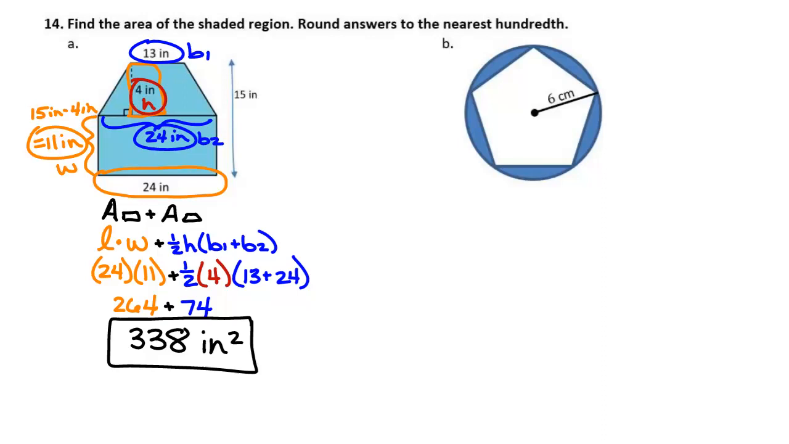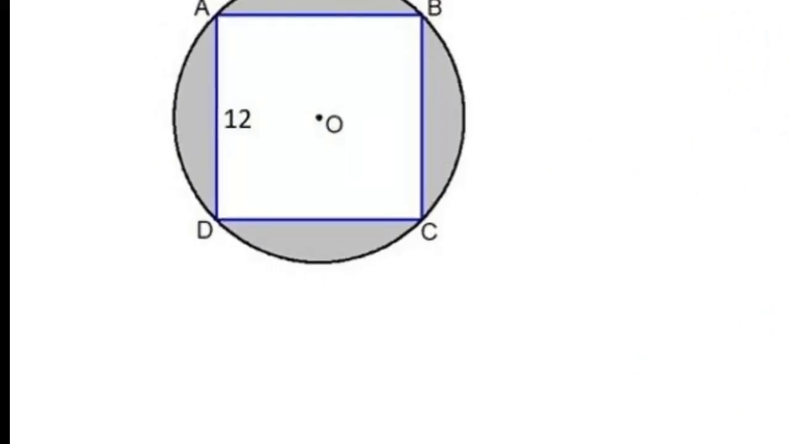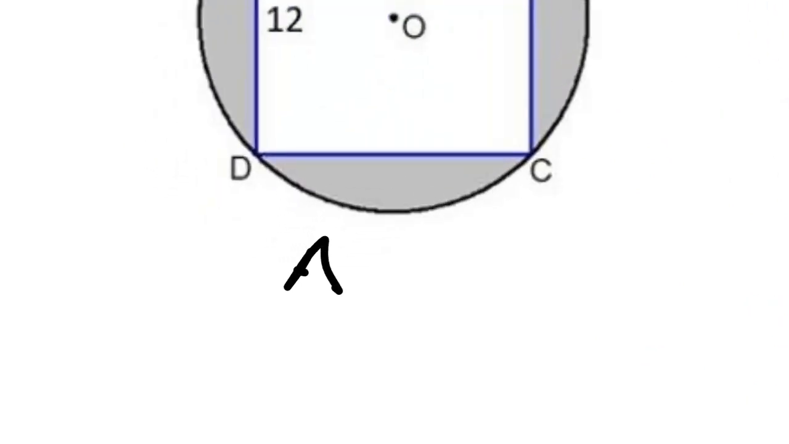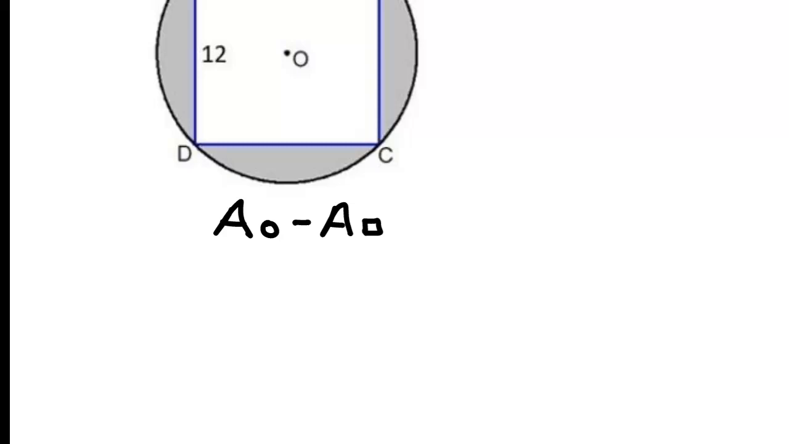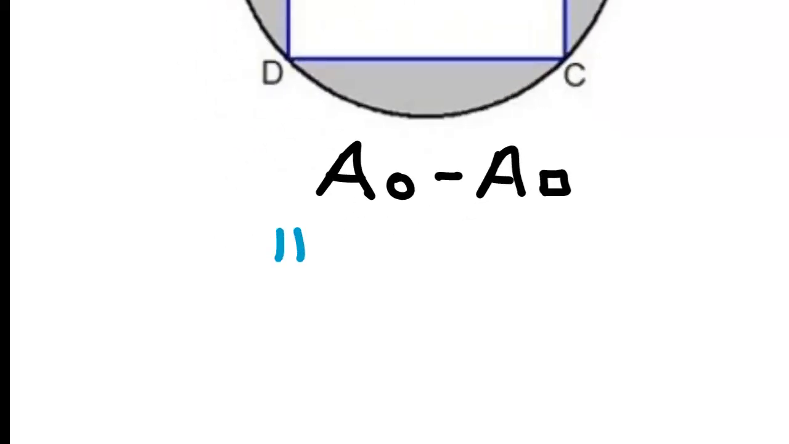What else would you guys like to see off the review? Part C? Yeah, absolutely. We can do part C here. For part C, I'm going to use some subtraction. We're going to do the area of the circle minus the area of the square. So the area of the circle, pi r squared, minus the area of the square, which is side squared.